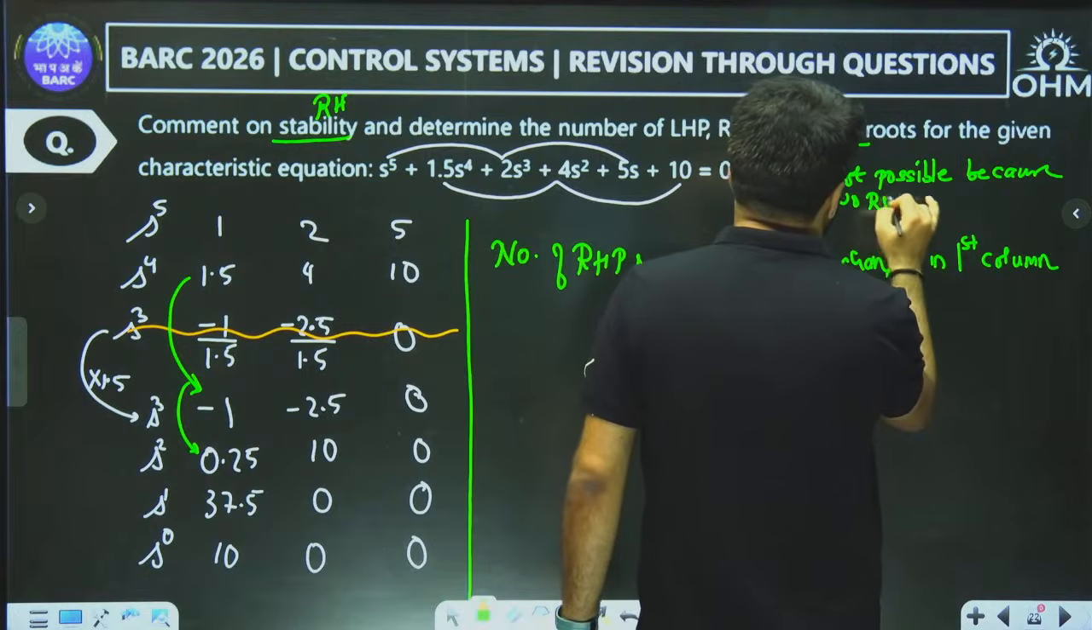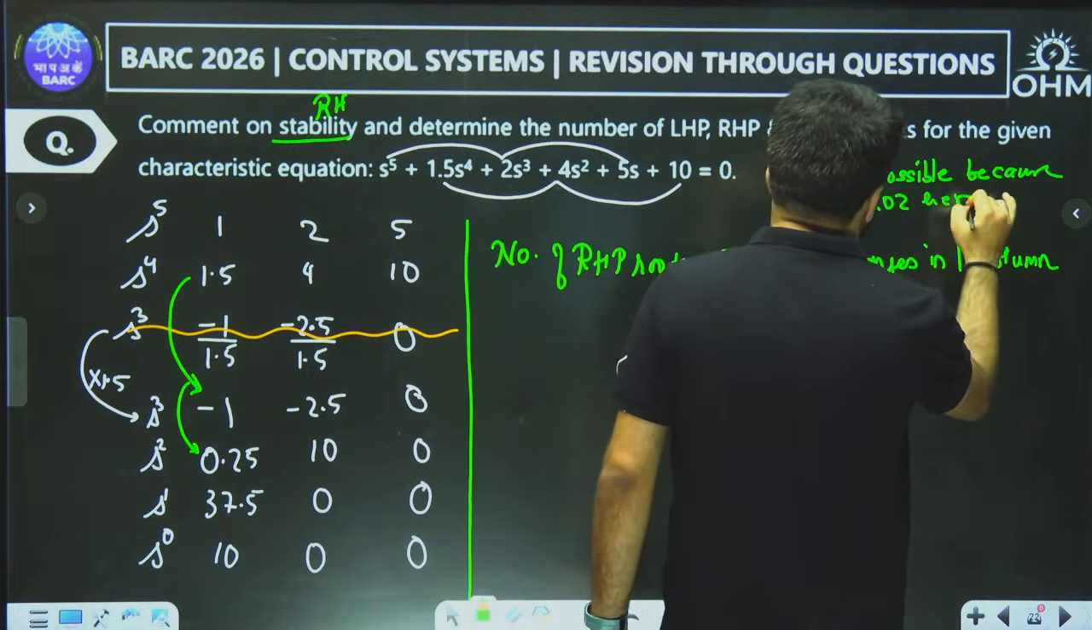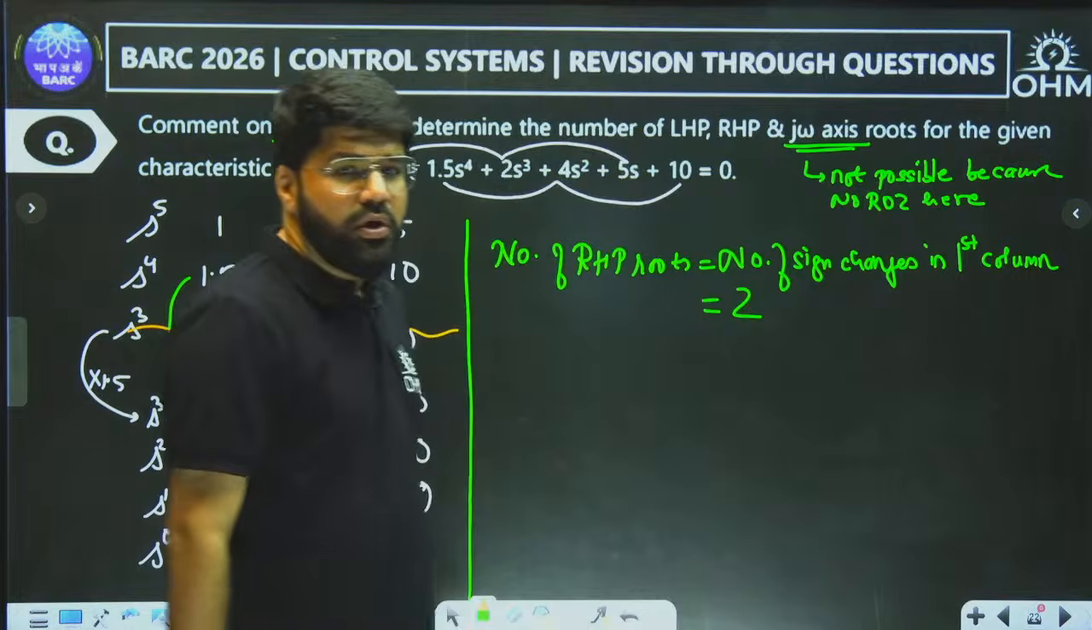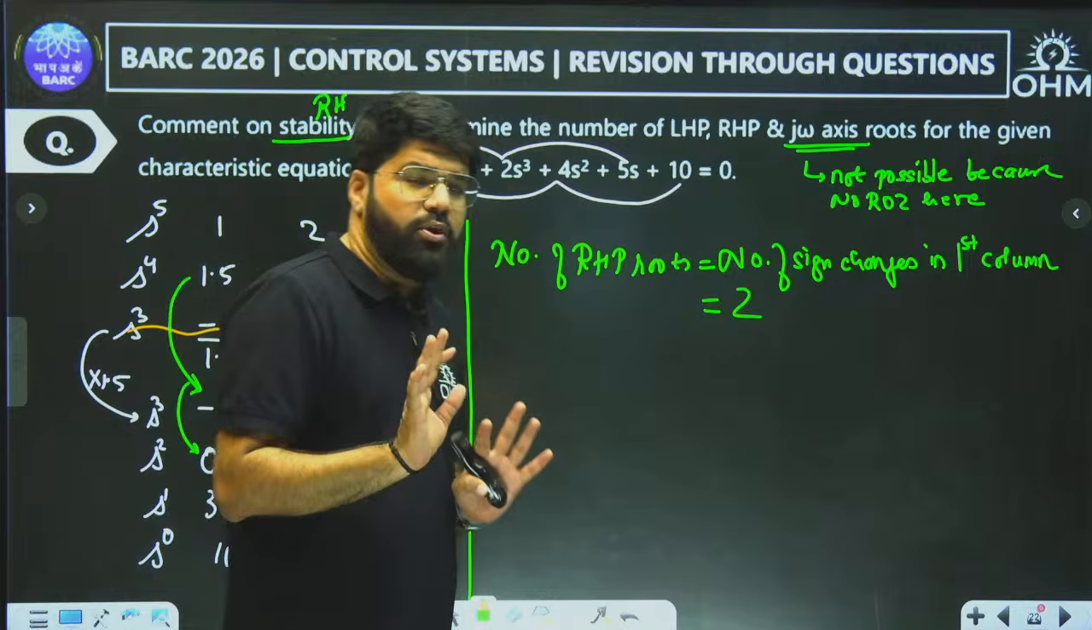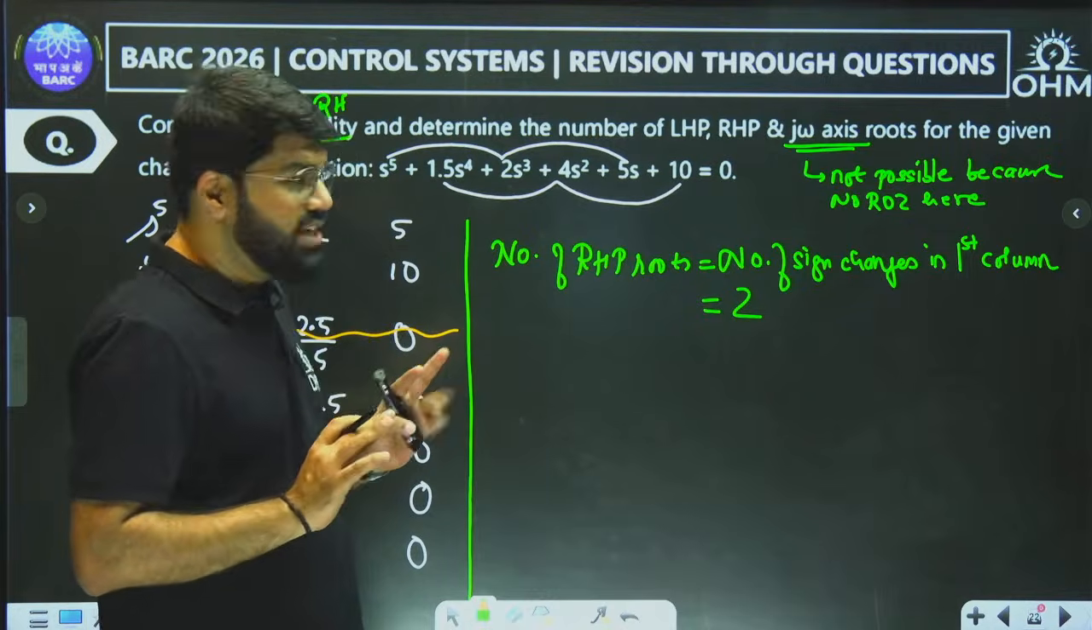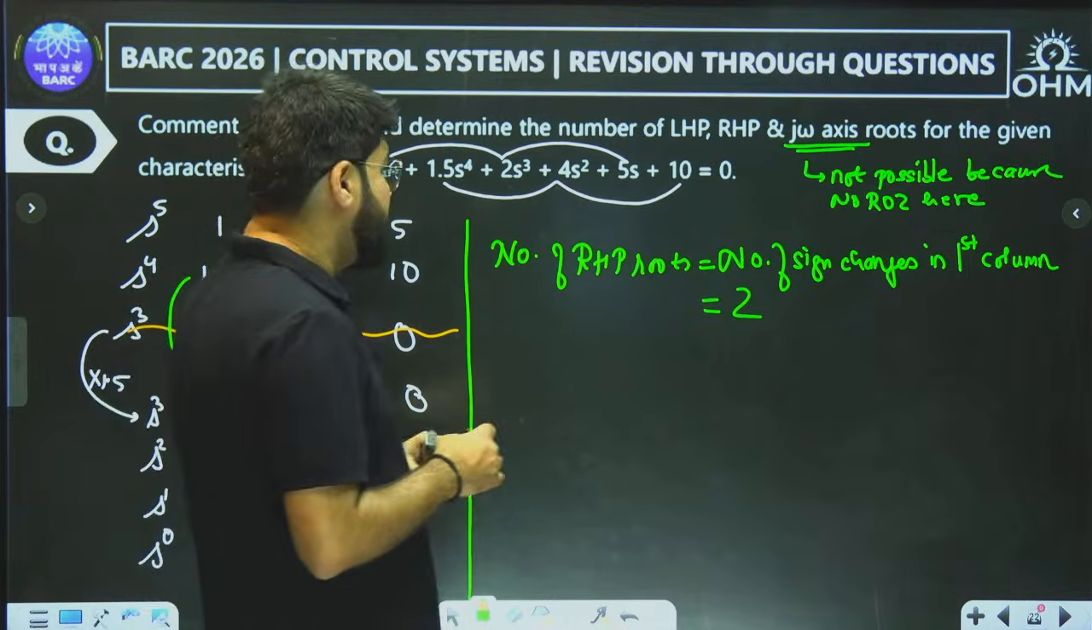Because there is no ROZ here. ROZ means row of 0. Okay, just blindly put the point. If you have no row of 0, you will not have an auxiliary equation. You will not have any J omega axis roots. So you can simply say it is 0.